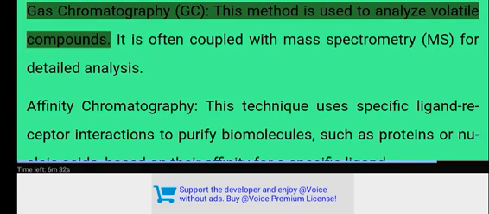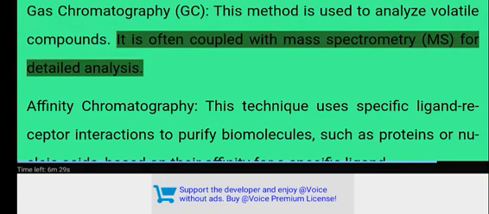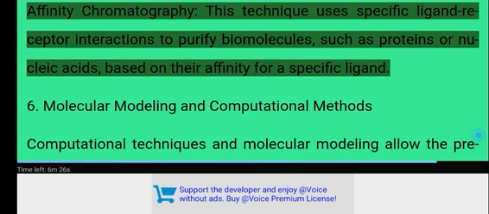Gas chromatography (GC). This method is used to analyze volatile compounds. It is often coupled with mass spectrometry (MS) for detailed analysis. Affinity chromatography. This technique uses specific ligand-receptor interactions to purify biomolecules, such as proteins or nucleic acids, based on their affinity for a specific ligand.